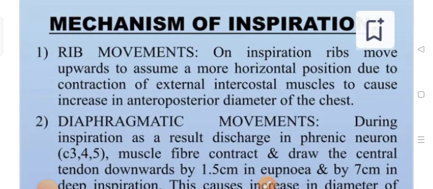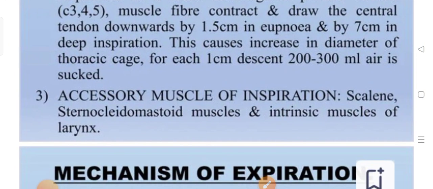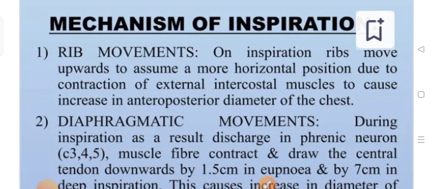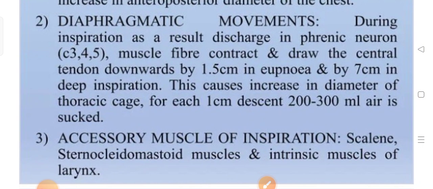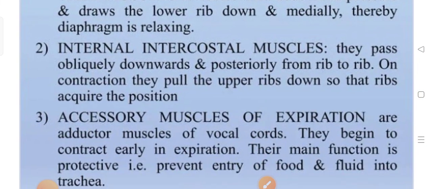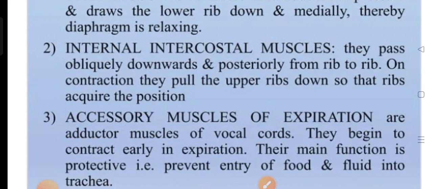Okay, rib movements, diaphragmatic movements, accessory muscles of inspiration. So there are three actions that take place in the mechanism of inspiration. And in expiration, the contraction of the anterior abdominal wall muscles, internal intercostal muscles, and accessory muscles of expiration takes place.